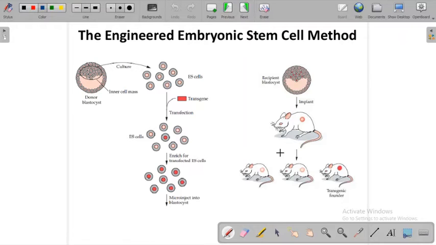Now the other technique is called the embryonic stem cell method. What is the embryonic stem cell method? Like I said earlier, we select the embryo, which is a kind of blastula, and we isolate the inner cell mass. You all know that the inner cell mass has the property of totipotency. So we isolate the inner cell mass, we culture them, and after culturing we inoculate our transgene.